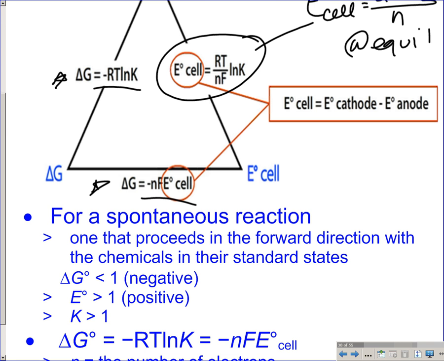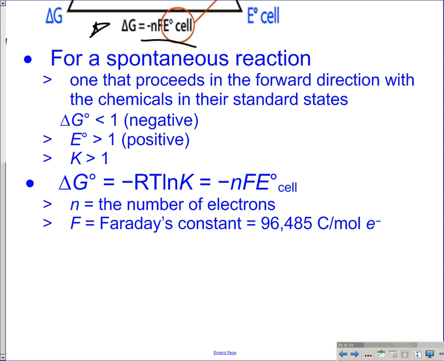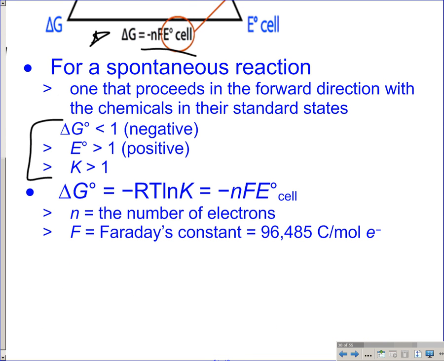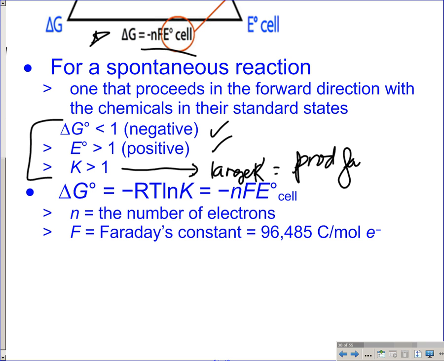Okay? And then this is also another quick reminder. You don't have to write this down. If you want to, you can. This part right here, delta G is less than 0, which means it's negative. What's it mean? Spontaneous. E cell positive, spontaneous. This one right here is the one we haven't reviewed yet, but a very large K means that the products are favored. So all of these, when we say spontaneous, we're assuming you mean spontaneous in the forward direction. Okay? So just remember those three things can relate. Other than that, you already know this stuff.